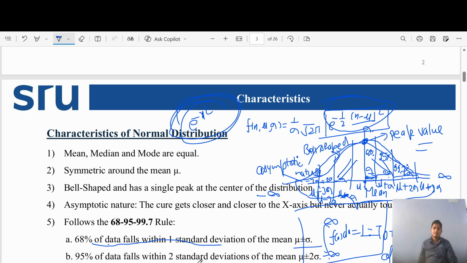So these are the main points. It is a bell-shaped curve. The curve doesn't touch the x-axis; it is of asymptotic nature. The peak value lies in the central part of the distribution. The mean lies in the center of the distribution. The mean, median, and mode of the normal distribution are equal. And the total area under this curve, the integral from minus infinity to infinity of f(x) dx, is equal to 1. So all these points are very important.